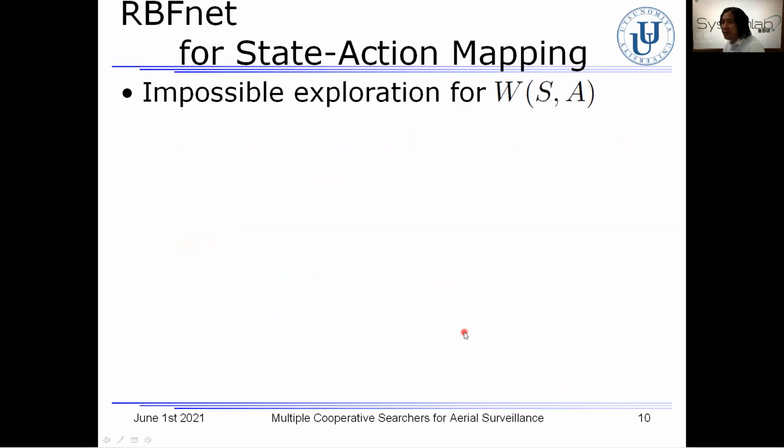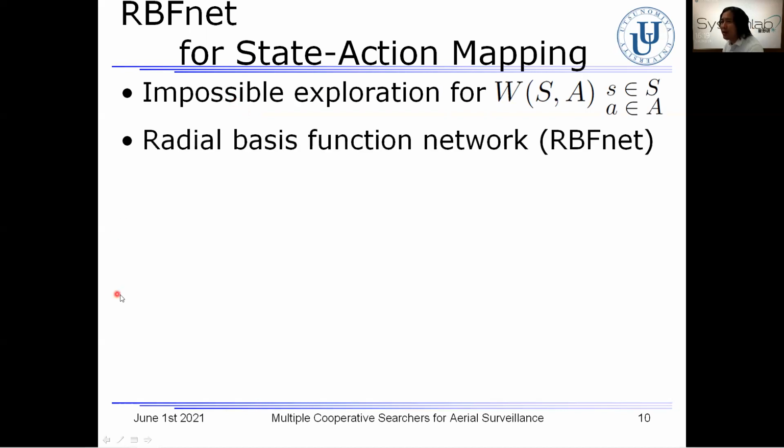Because the search state is defined by continuous values, it is impossible to explore the whole state space and calculate the action weights for all the state action pairs. In this presentation, therefore, a relationship between the state and action weights is formulated. For state action mapping, a radial basis function network, which is RBF net, is used.